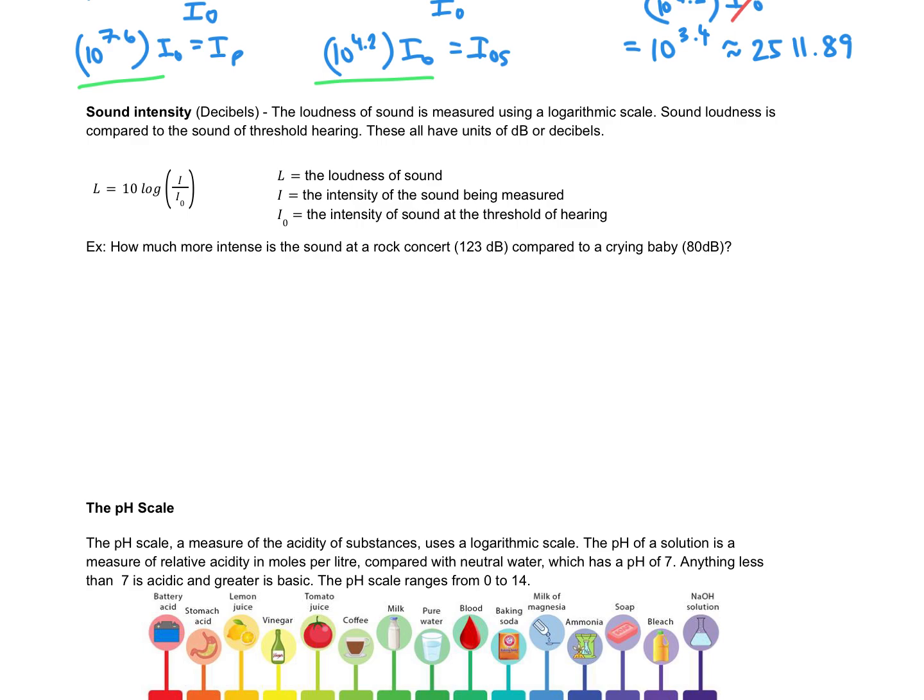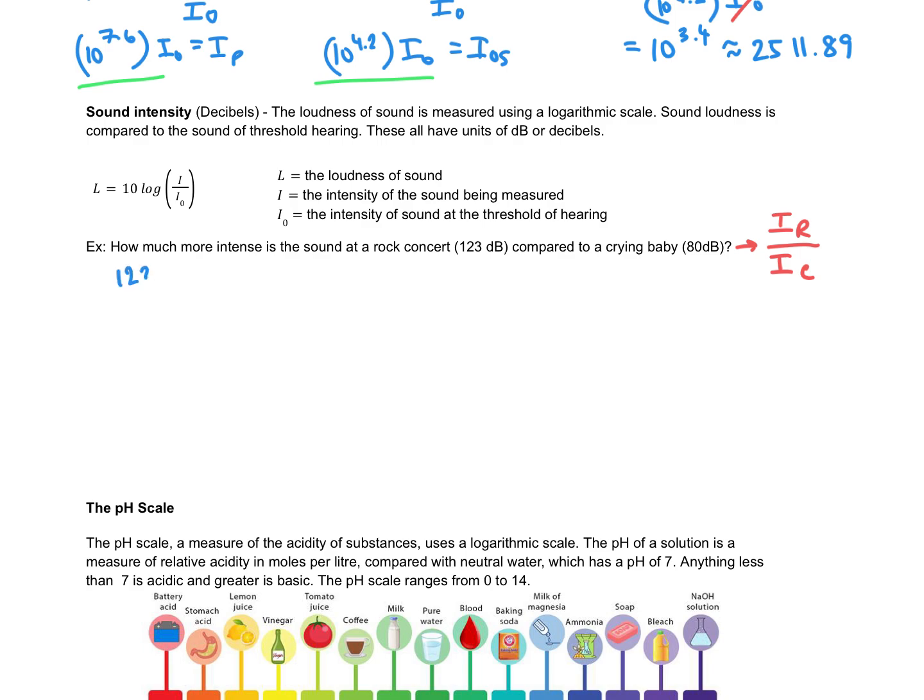So very similar to the previous example, our goal here, we're talking about intensity. So we want to see how much more intense is the rock concert relative to the intensity of a crying baby. So there's our end goal, and it's going to be very similar to what we just did. I'm going to have two separate calculations here for the rock concert and the crying baby. I'm going to isolate for the intensity of the rock concert, the intensity of the crying baby, and then put it all together. So let's get started with that.